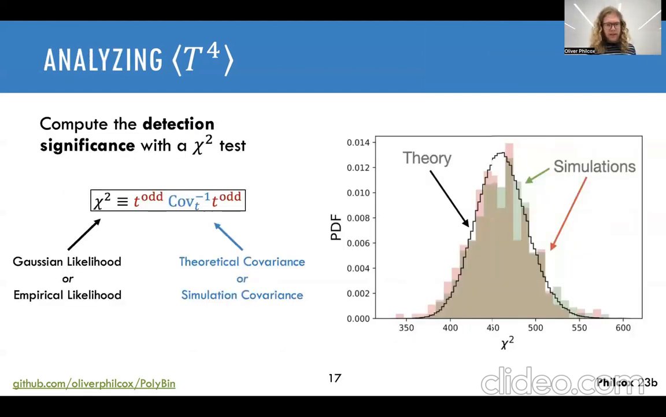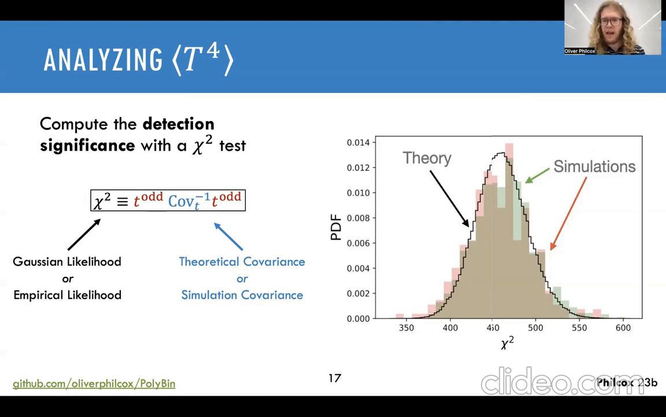So once we're done with this, we can then do our detection significance tests, for example, a chi-squared test. And we can do exactly the same game as before, comparing the data purely to simulations. We could also compare the data purely to theory. And it turns out in this case, it doesn't really matter what we do. We get exactly the same results. In fact, in black here, I'm showing you the theoretical distribution of this chi-squared summary statistic. And in the histograms, I'm showing you the empirical distribution from high-resolution simulations.